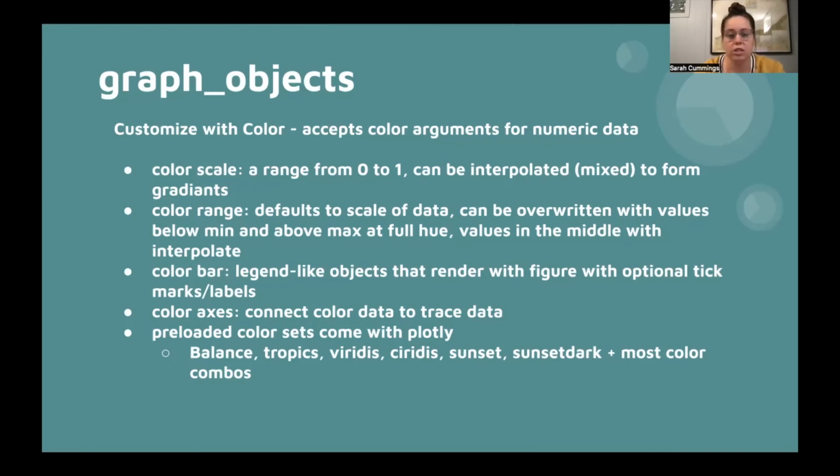Color bar is your legend. The axes connect the color data to the trace data. So that tells it which bits of color data to give what hue. And then there are some really awesome preloaded color sets, and these are vibrant, they go together. They are a really easy way, if you are not a designer, to create a graph object that looks professional. It has that sort of design quality without maybe needing to know everything about color theory.